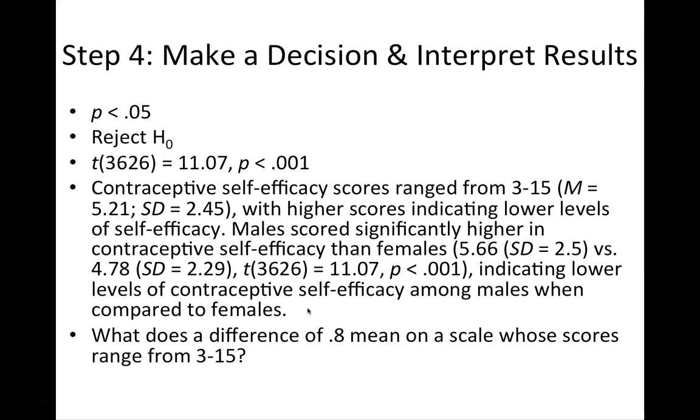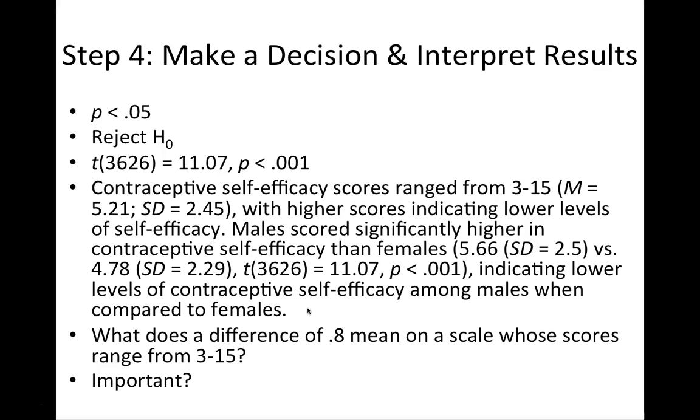But we also want to think about what a difference of 0.8 means on a scale whose scores range from 3 to 15. So is that important? How do we think about what that difference means for people? Is that clinically relevant? If we're thinking about using self-efficacy in therapy to try and build people's self-efficacy, do we need to know that men and women differ by 0.8 on that scale? What does that tell us? So maybe that's not so important of a finding, even though it is highly significant. So again, we can see how we need to think about the distinctions between significance and importance here.